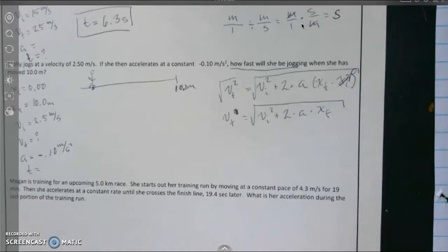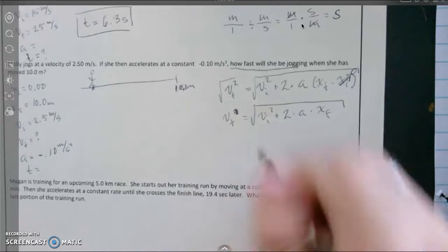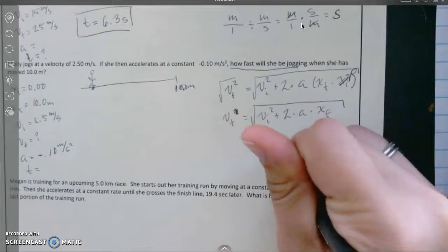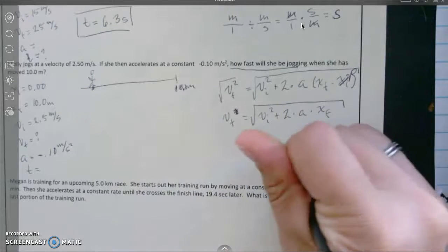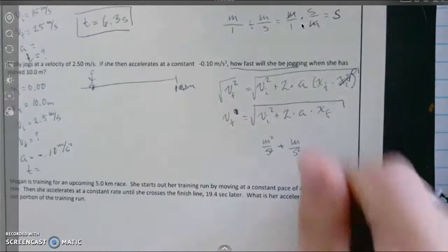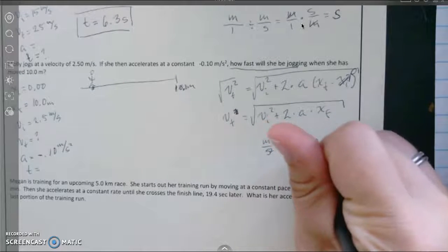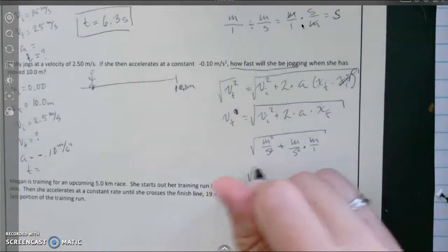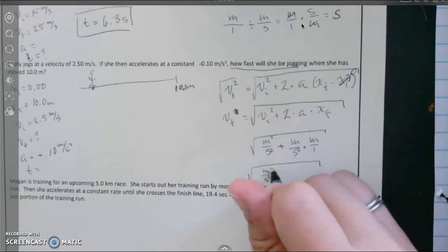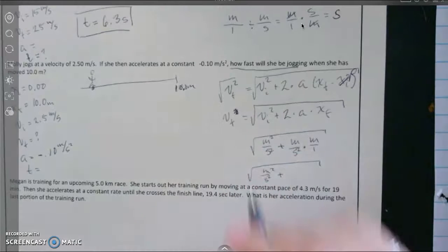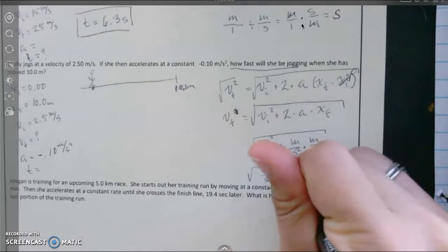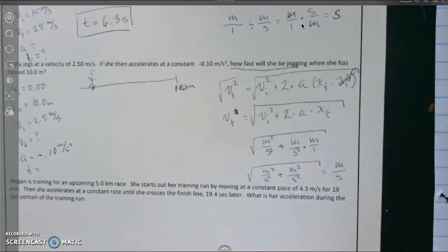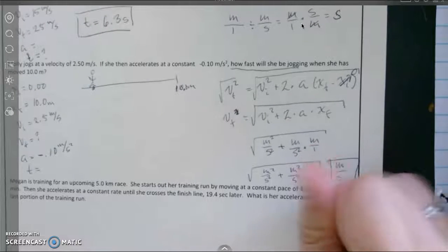We want to end with units of meters per second. And we're taking our initial velocity, which is meters per second, but it's squared, so our units are also squared. And we're going to add that to acceleration, which is meters per second squared, and we're multiplying that by meters. Okay, and that's under a square root, so we have the square root of meters squared per second squared plus meters squared per second squared, which is meters per second. So we do end with those final units that we're going after.